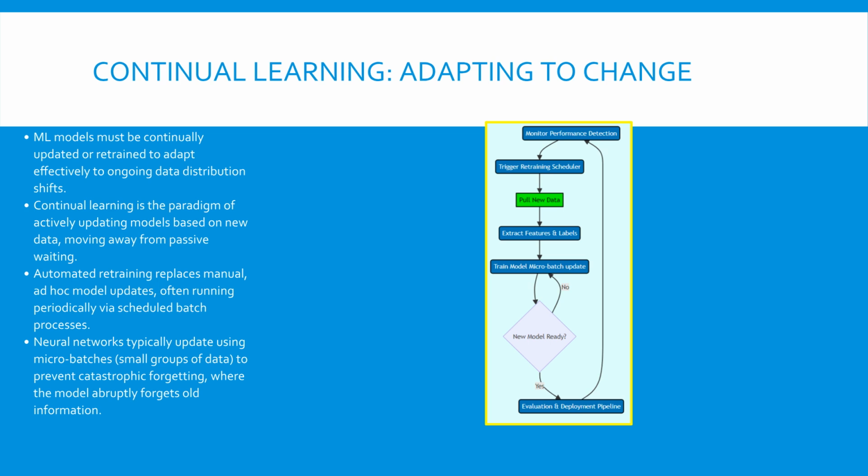The next phase is to extract features and process labels from this new data, ensuring consistency with the original training pipeline. The core step is to train the model, often using microbatches to update the existing model state effectively. A decision point checks if the new model is ready, which involves assessing metrics. If successful, it proceeds to the evaluation and deployment pipeline before returning to continuous monitoring, restarting the adaptation cycle.